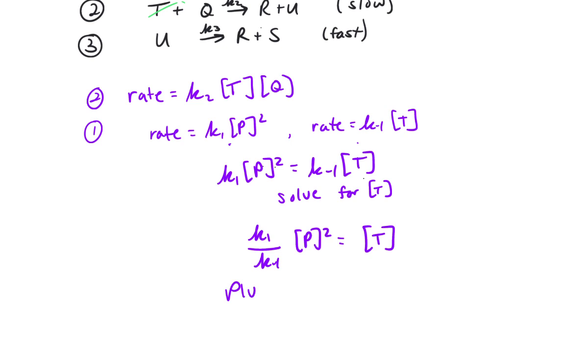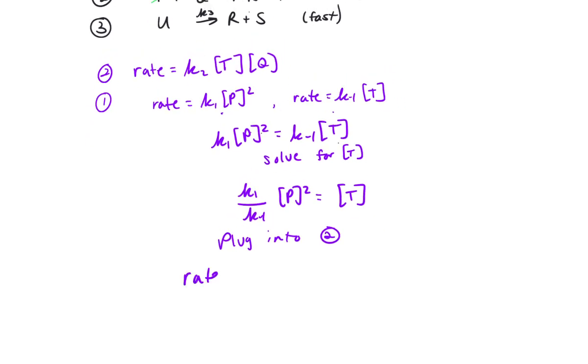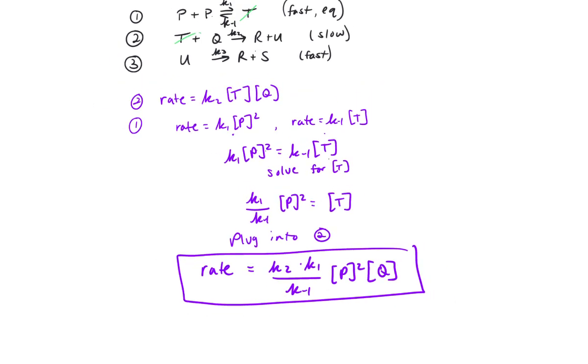And now we can plug this into our rate law from step 2, okay? This equation here. So in doing that, we'll get rate equals k2 times k1 over k minus 1 times P squared times Q. And this is what our rate law would be predicted for this three-step reaction mechanism.